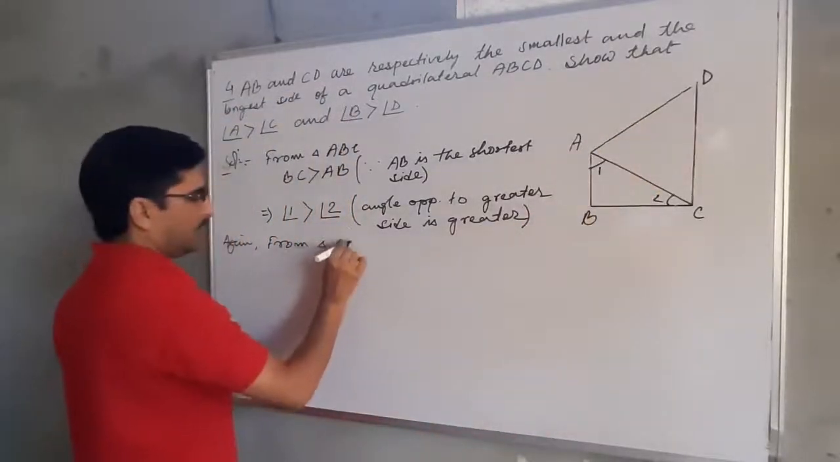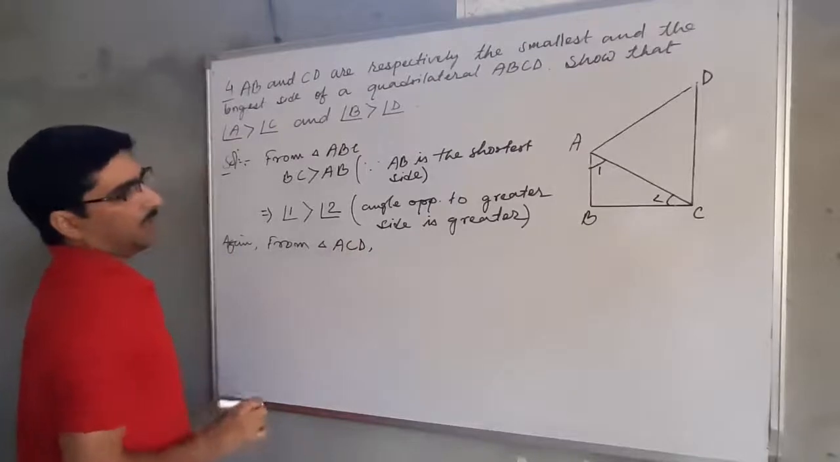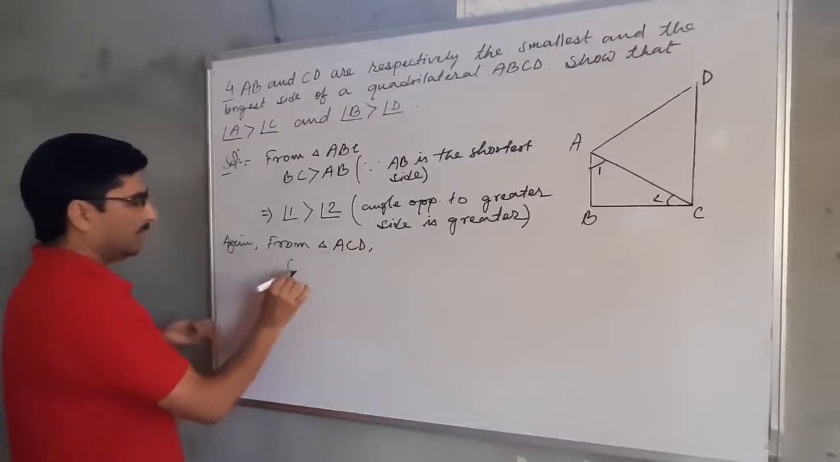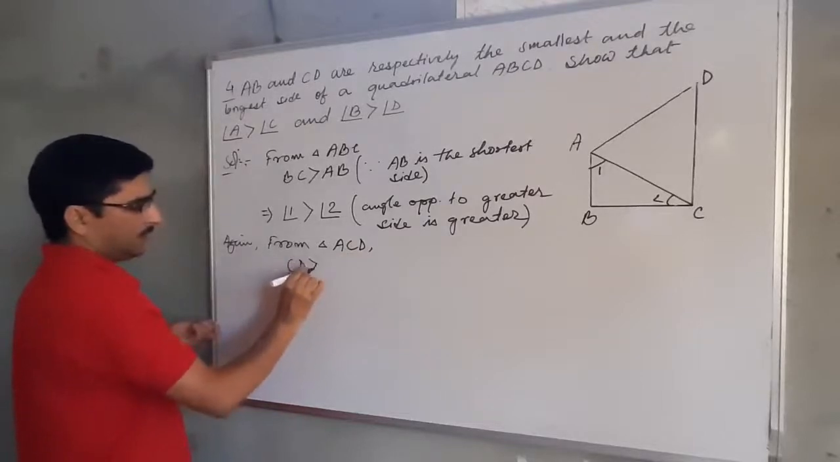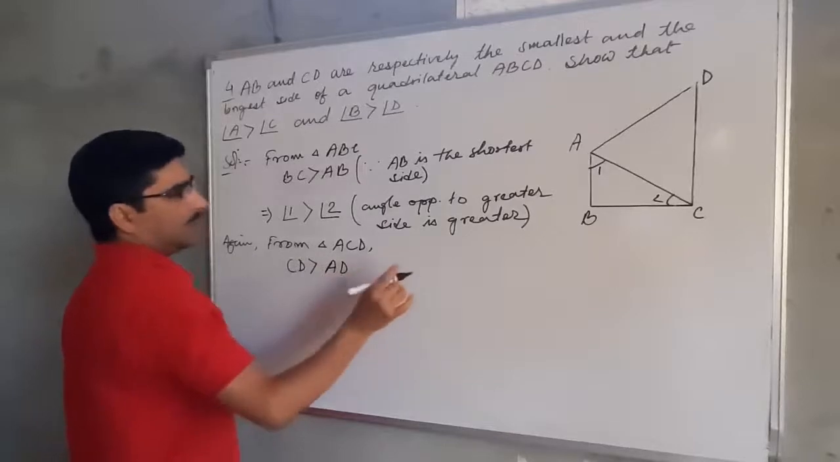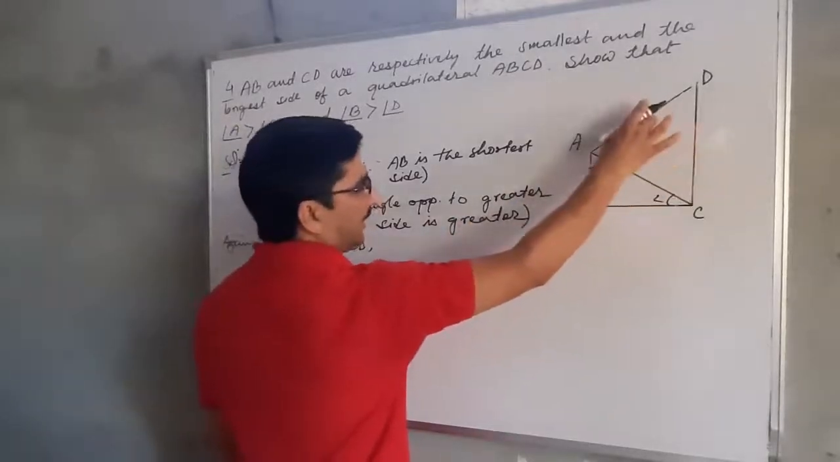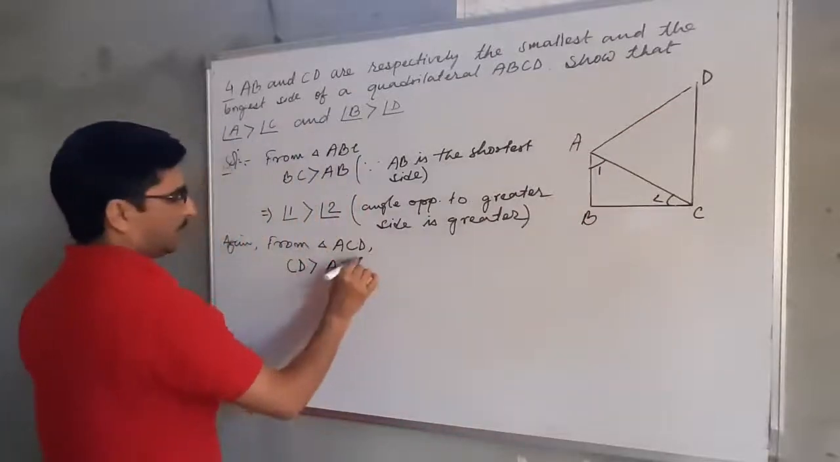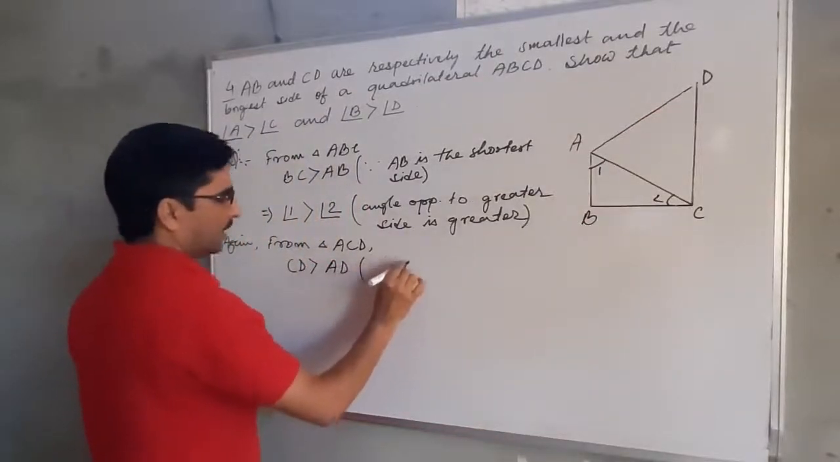Triangle ACD. Okay. Here CD is the greatest side of the quadrilateral. That's why CD is greater than AD. This CD is greater than AD. We should take the sides of the quadrilateral only. Okay. This is since CD is the greatest side.